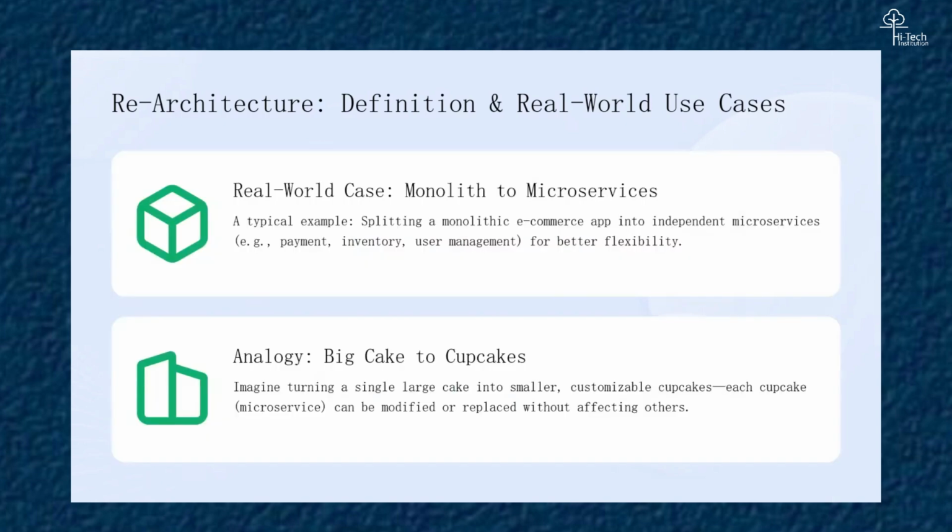Okay, so a real-world case. What is re-architecture basically? This is a simple example to help you understand.